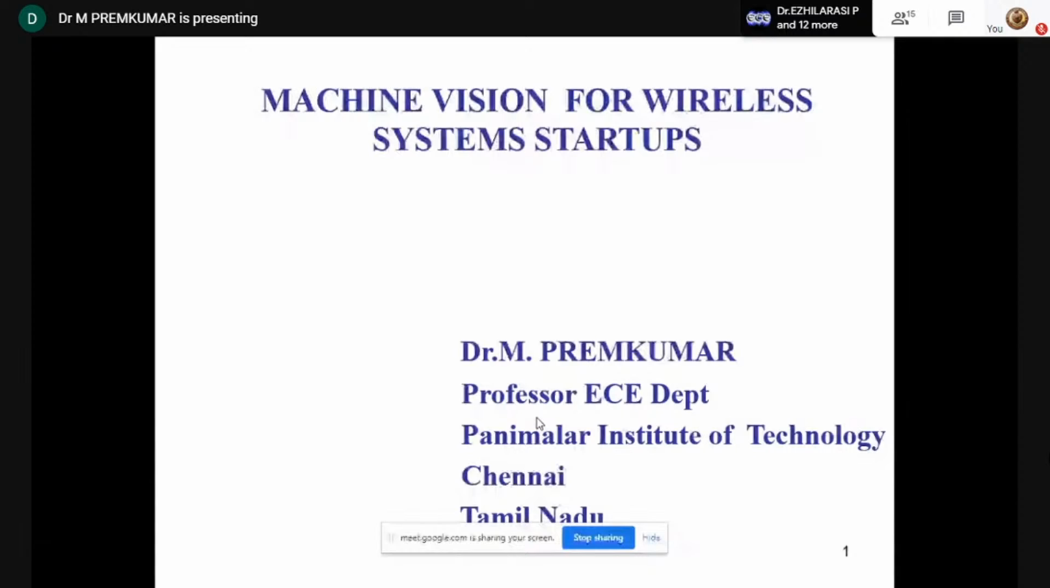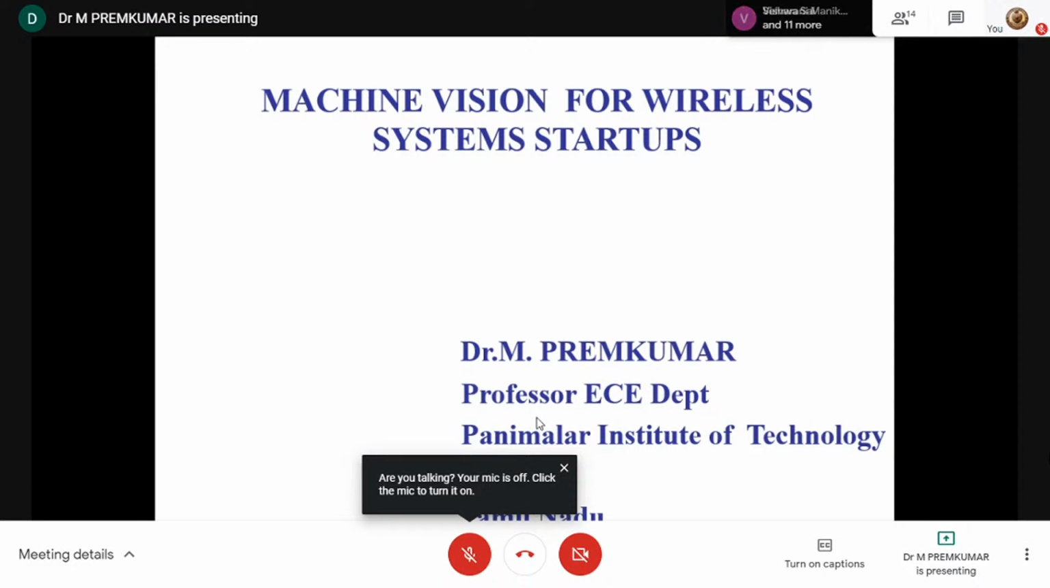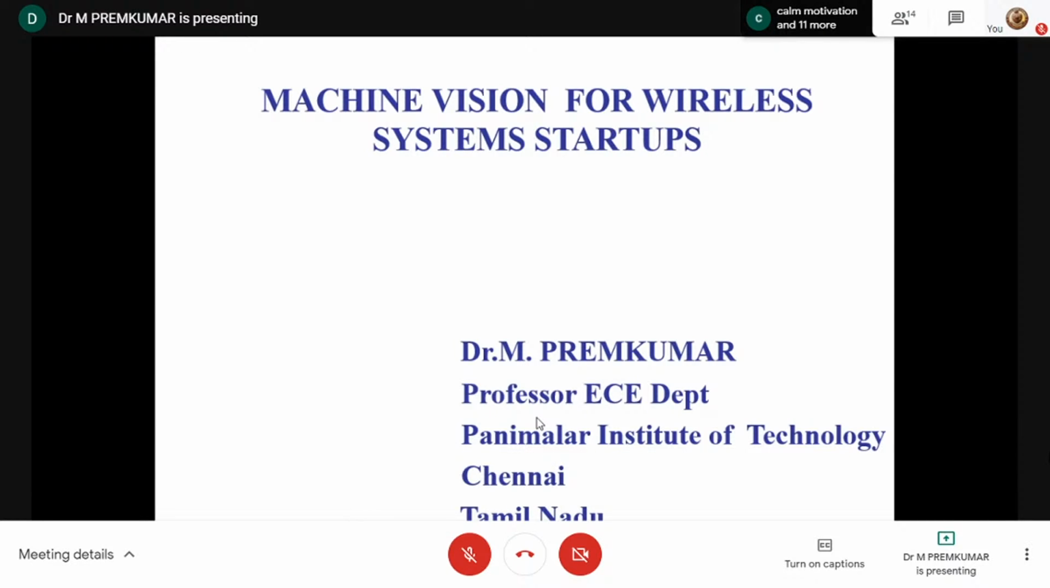Okay, so I'll start this session. Good afternoon, one and all. The topic for today's presentation in this AICTE sponsored STTP is machine vision for wireless system startups. As you know, machine vision is one of the hot topics nowadays, in accordance with the thrust areas suggested by AICTE. They have given artificial intelligence, data science, and all these. All these topics are under the family of machine vision.